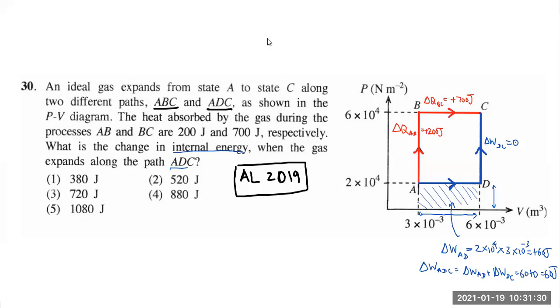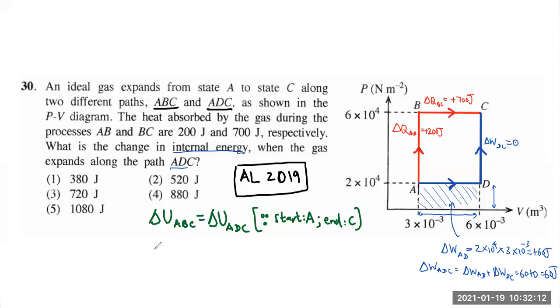Sorry. Now, first and foremost, let's establish something, people. Delta U ABC is equal to delta U ADC. Do you all agree with me on that? Why is that? Because for both, the starting point is A and the finishing point is C. Therefore, delta U will be the same. So if we find delta U ABC, that means I know the delta U of ADC. That is the question: the internal energy change when the gas expands along path ABC. So let's try to find delta U ABC.